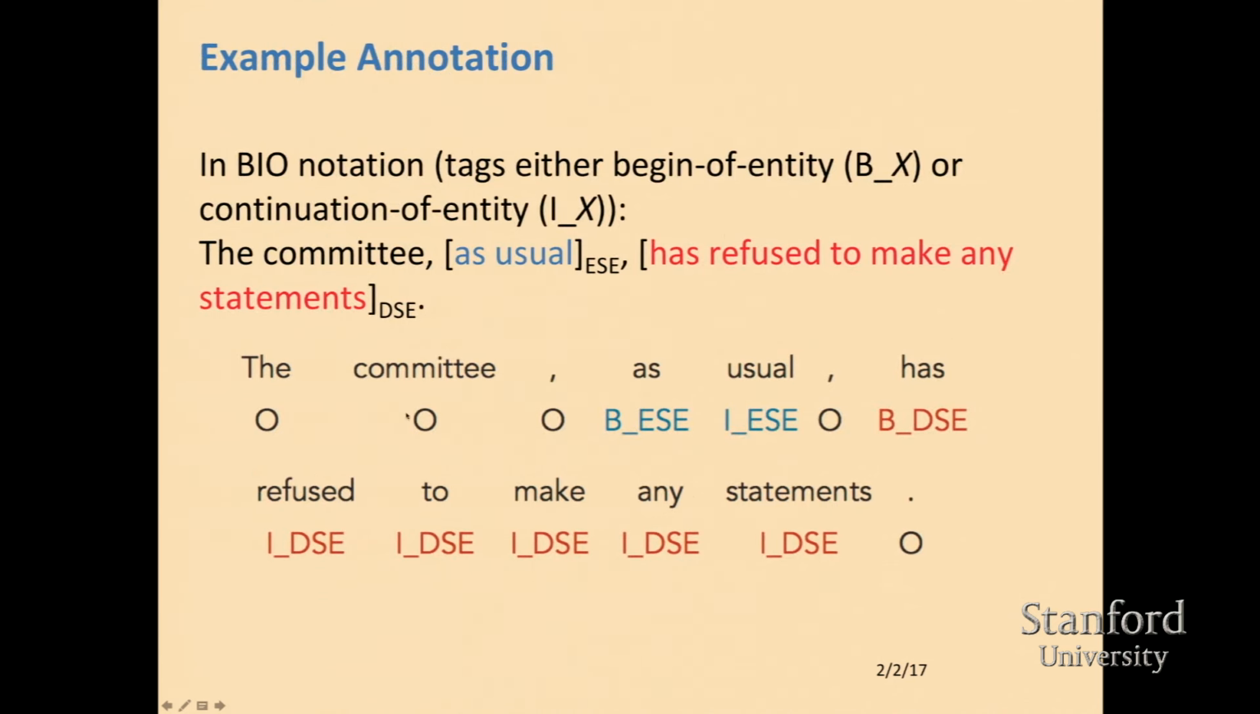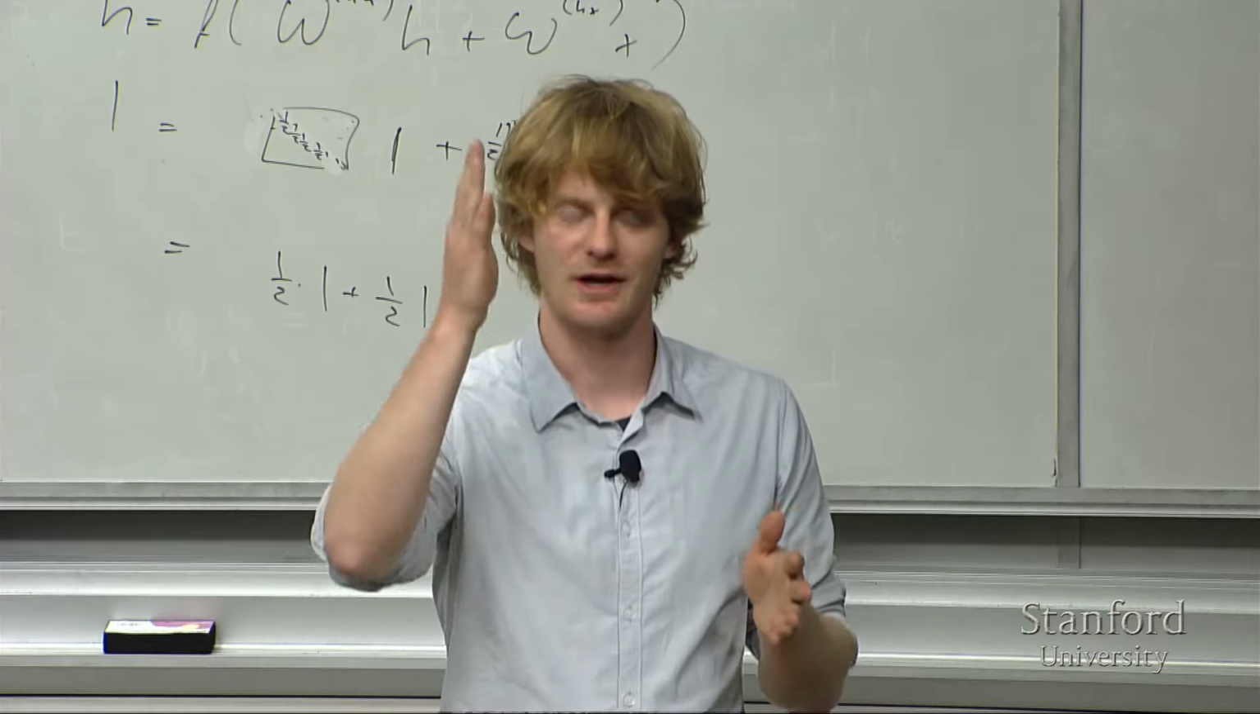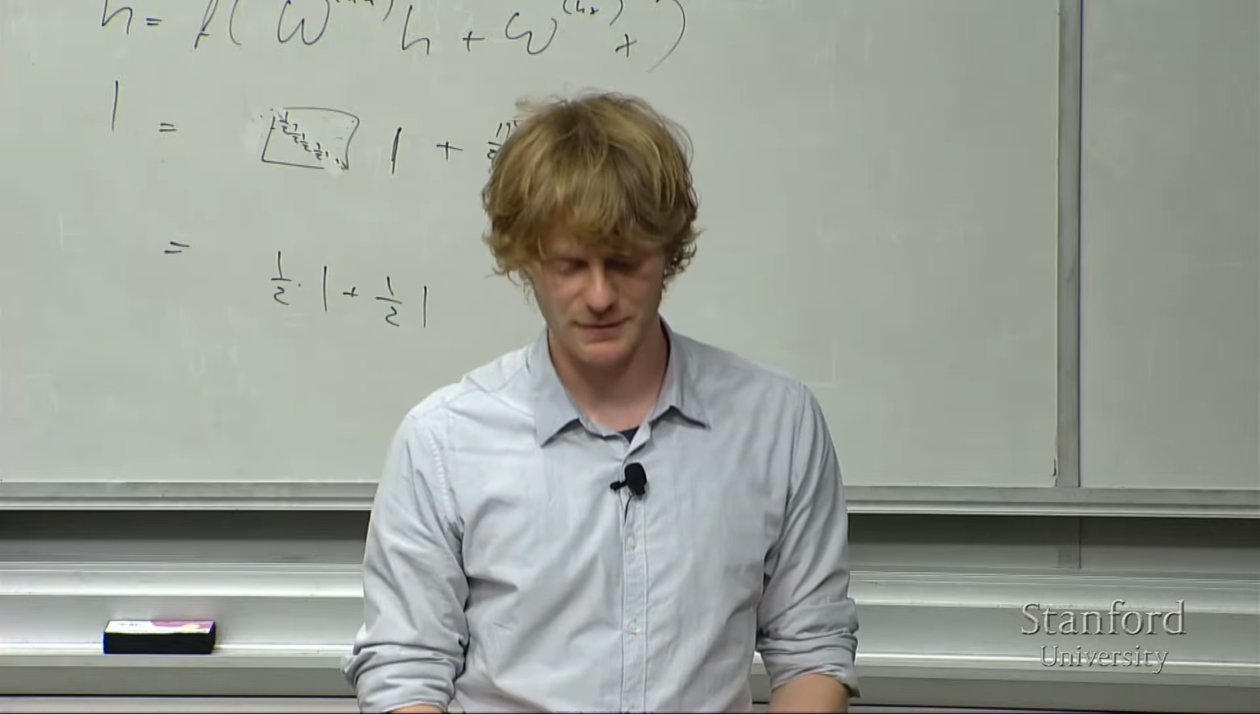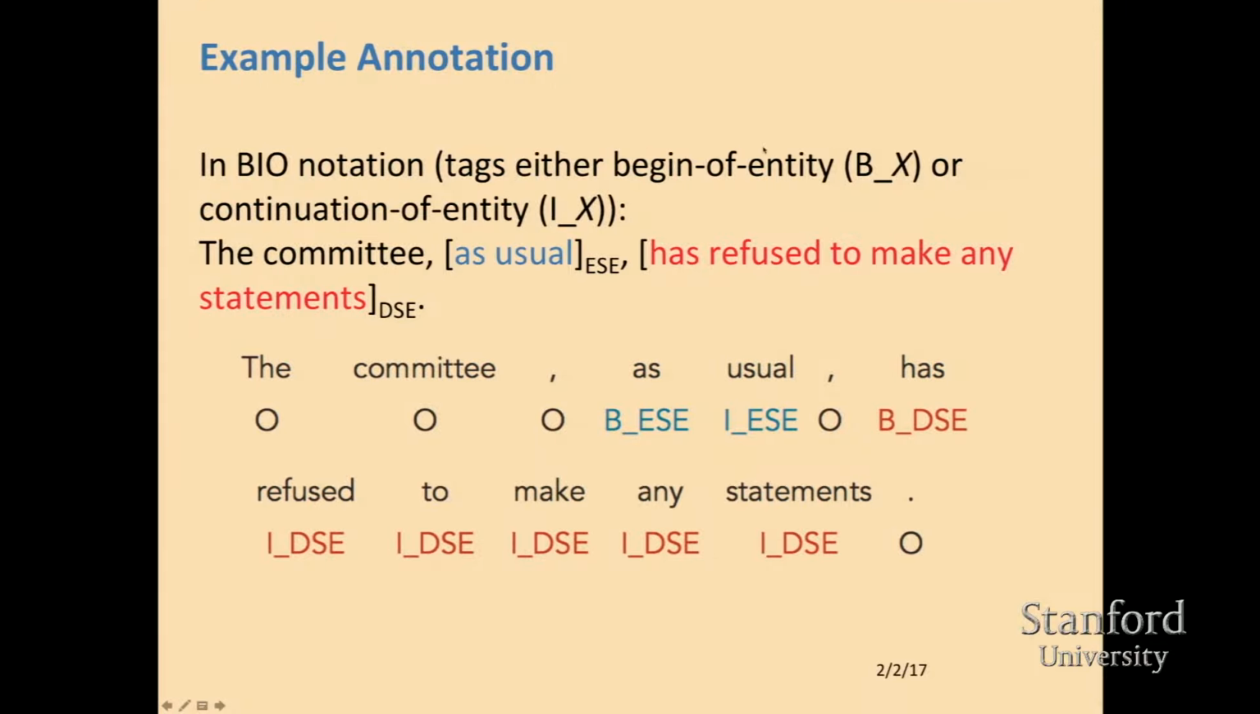Here's an example: the committee, as usual, has refused to make any statements. You want to classify "as usual" as an ESE and give each of these words a certain label. This is something you'll observe a lot in sequence tagging tasks. Again, it's all the same model. It's a recurrent neural network. You have a softmax at every time step. But now the softmax has a set of classes that indicate whether a certain expression begins or ends. Here you have this BIO notation scheme where you have the beginning, the inside, or a null token.